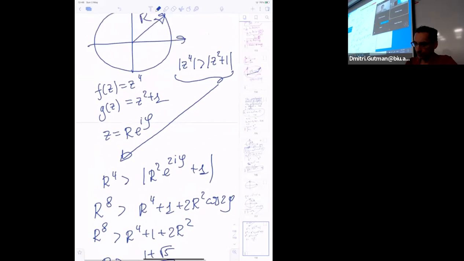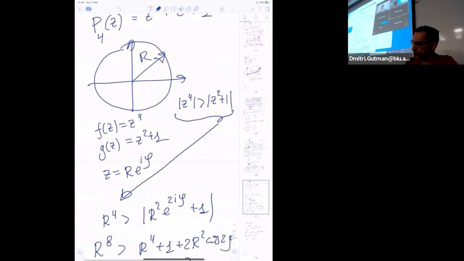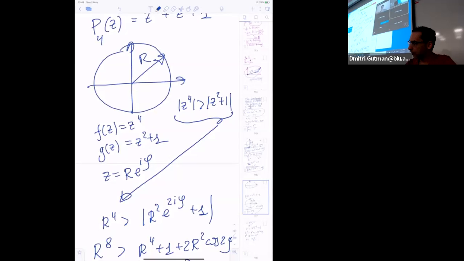So it means that all 4 zeros of this polynomial lie in the area somewhere inside the circle of the radius (1 plus square root of 5) over 2. No roots are allowed to lie outside of this area on the complex plane. And I know it without solving this equation.